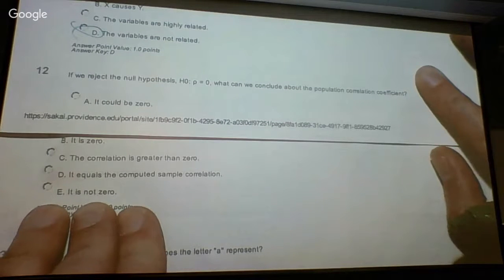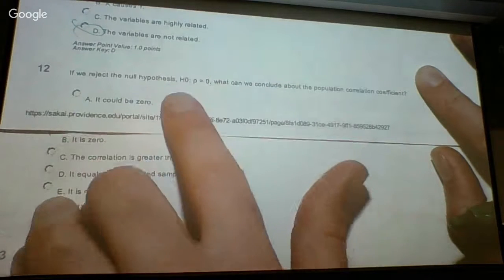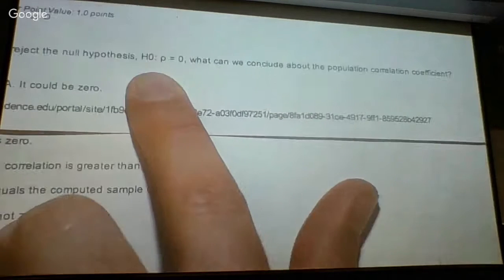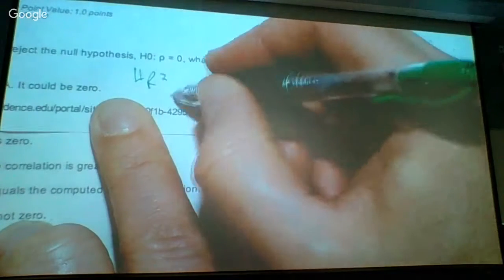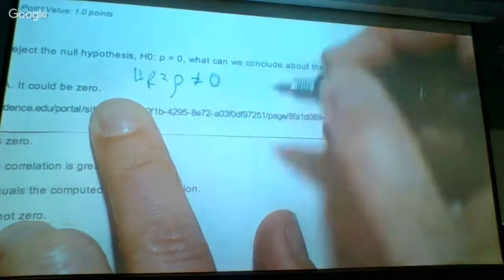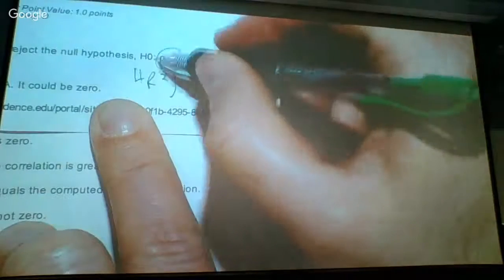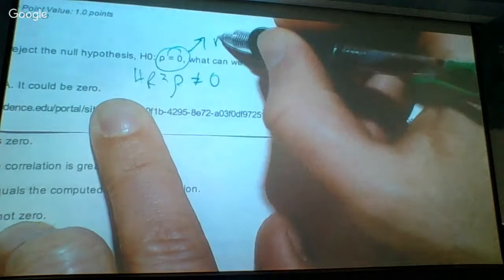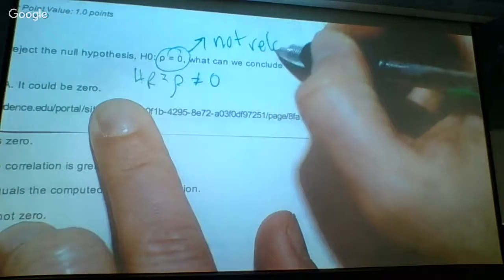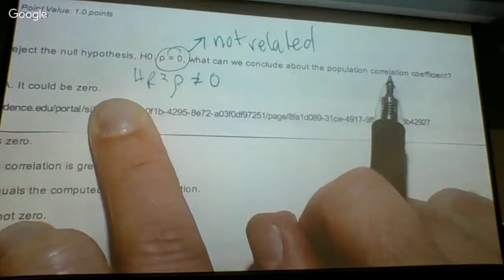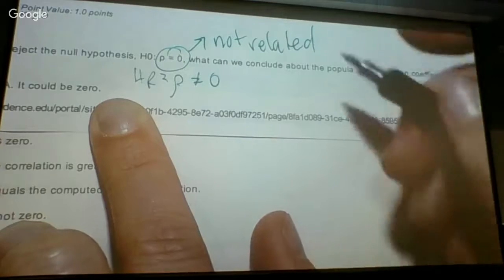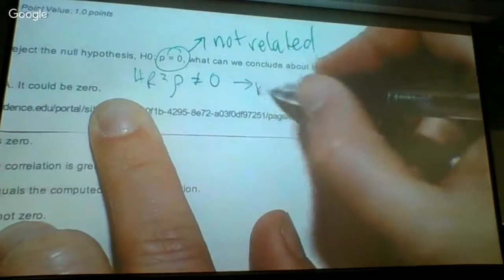Brilliant. If we reject the null, now this is the null hypothesis for correlations. We have 2 options. If this is our null, we have a research hypothesis which says rho does not equal 0. We just got done saying if rho equals 0, the variables are not related. What's the opposite of not related? What's that, Chris? Related. Yeah, related. So this means they are related.